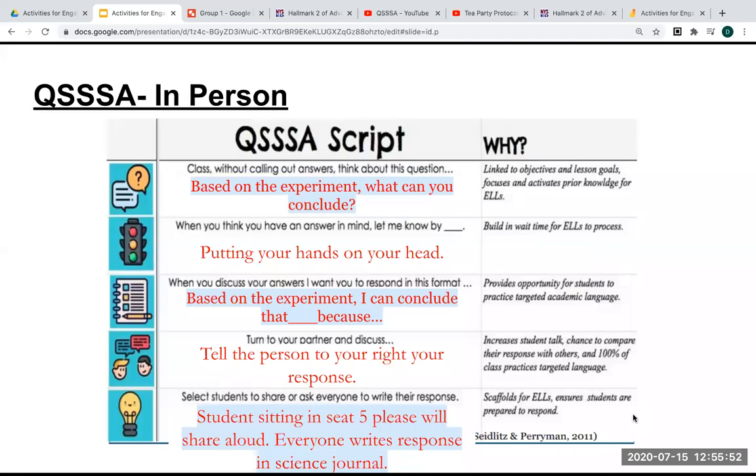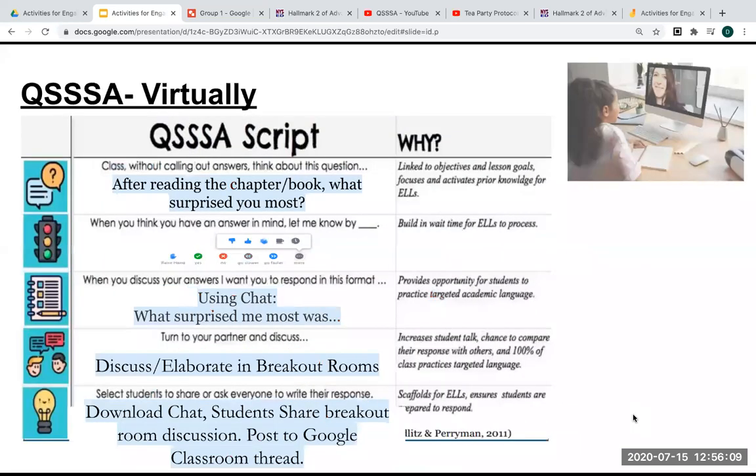And then you have students share out with the entire class so that you can assess. So maybe the student sitting in seat 5 will share aloud, although every student will write their response in their science journal, something to that effect.